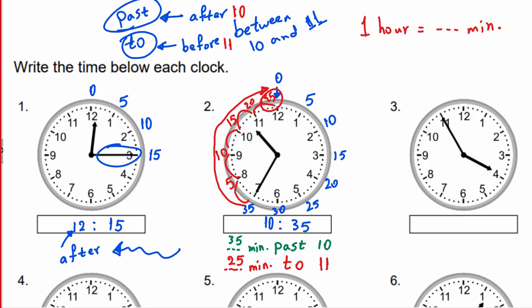How many minutes in 1 hour? 60. So 1 hour equals 60 minutes. So I have an idea to find this 25. We know that it's already 35 minutes past 10. So how many minutes to reach 11? We can subtract 60 minus 35 and we will get 25, because the sum is 60.